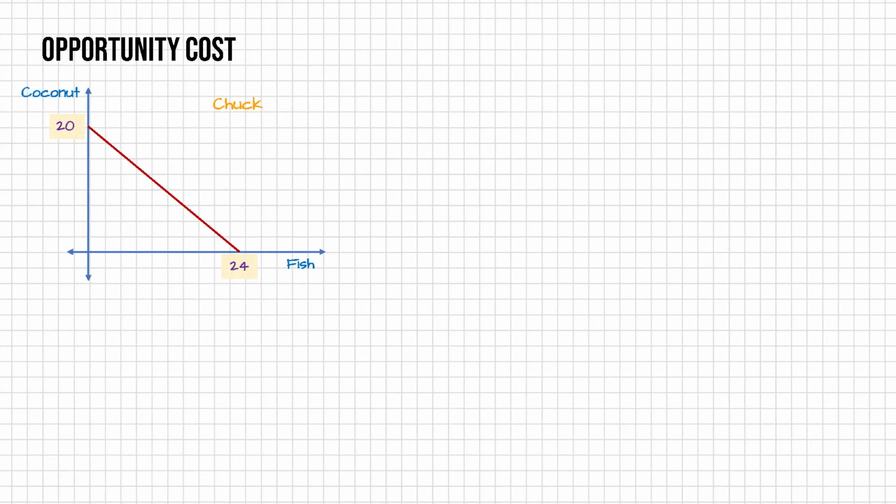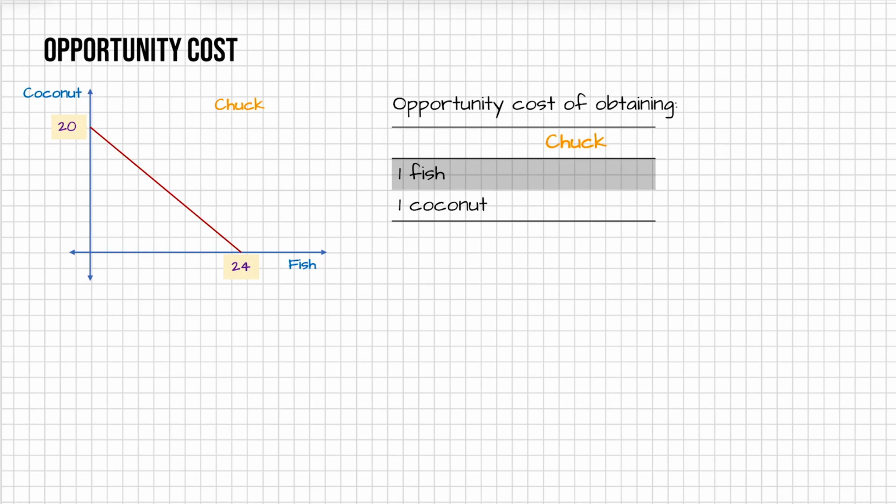If Chuck specializes in coconuts, he can produce a maximum of 20 coconuts. If he specializes in fish, he can produce a maximum of 24 fish. Now let's calculate the opportunity cost of obtaining coconuts and the opportunity cost of obtaining fish. Let's start with the opportunity cost of producing fish. How many coconuts does Chuck have to give up to produce one more unit of fish?